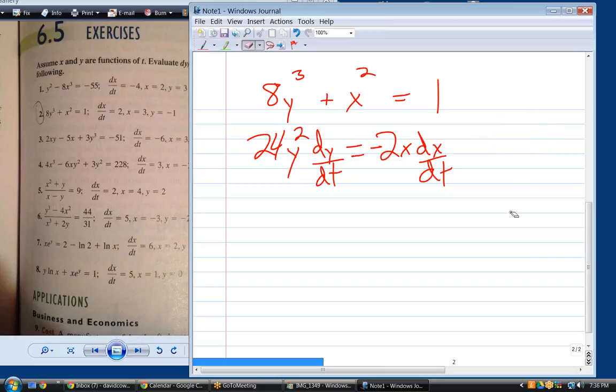Like that little trick? I do like that. You know, I've never done it before. Tonight's the first time I've ever seen it. I think probably because in all of these problems, we're going to end up with 0 on the right side. Yeah, if so, 0 on the right side, you can do that. And then divide both sides by 24y squared. Okay.